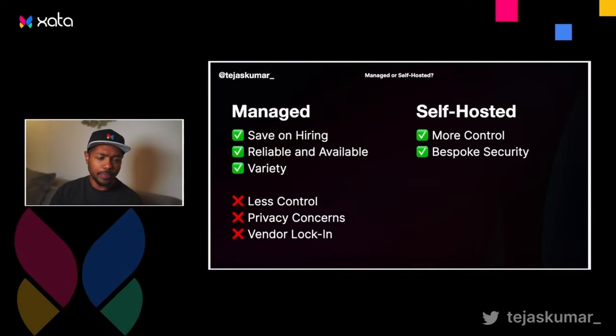Number two, bespoke security. It kind of ties into more control, because you can do whatever you want, because you have this machine. You can add as many or as few security measures as you want. You can allocate other resources for other things. You can really do custom stuff, which is quite cool.